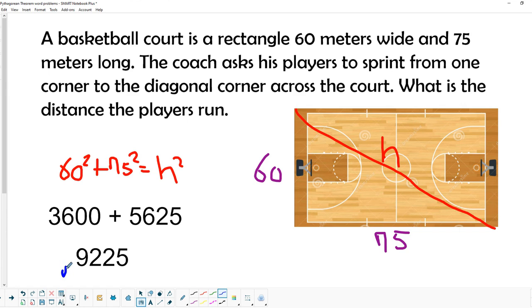So we're taking the square root of 9225, and we are going to get 96.0 if you round it to the nearest tenth. 96.0 feet, right? No, meters, sorry. Meters. So that's pretty long. If you're going to run across diagonally, that's a pretty good distance, isn't it?